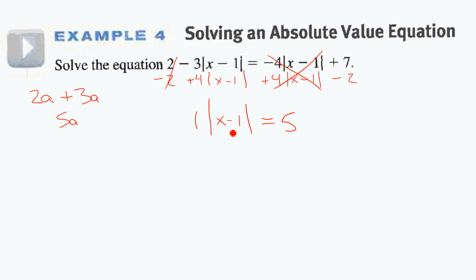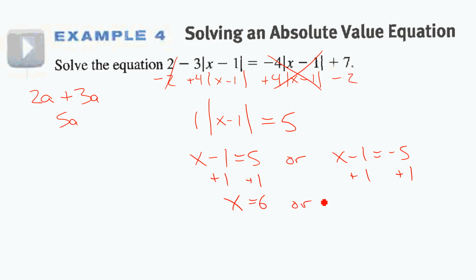Now, once all of your absolute values are all by themselves, we can write it as two equations. x minus 1 equals 5 or negative 5. So we'll add 1. x equals 6 or x equals negative 4.